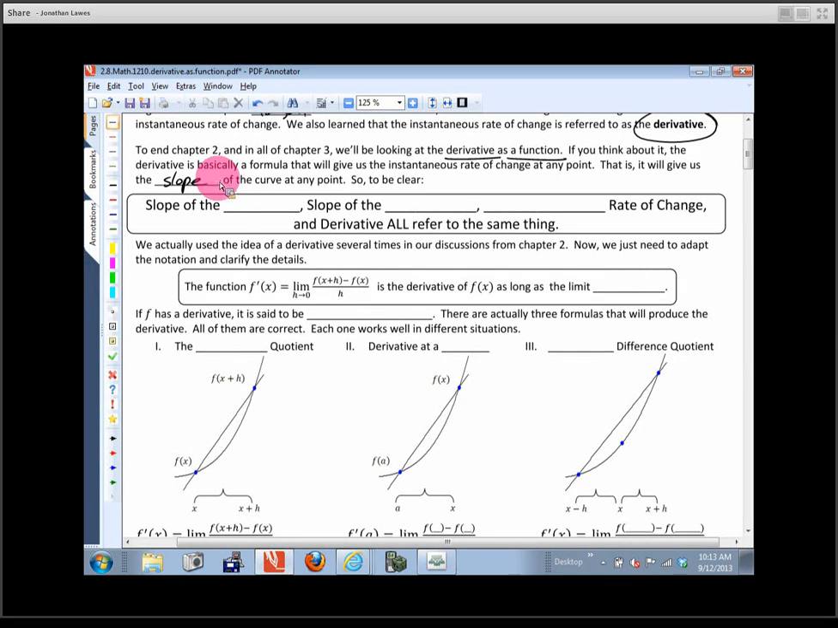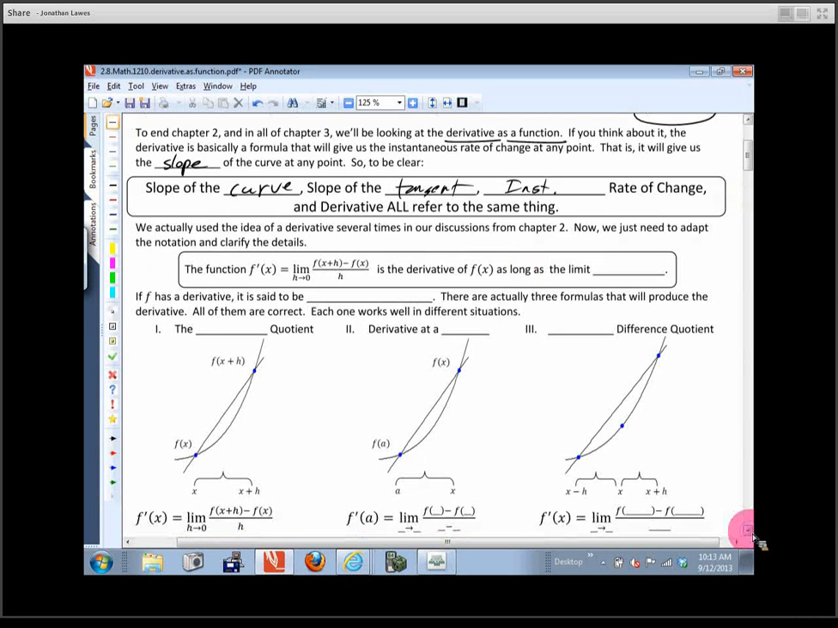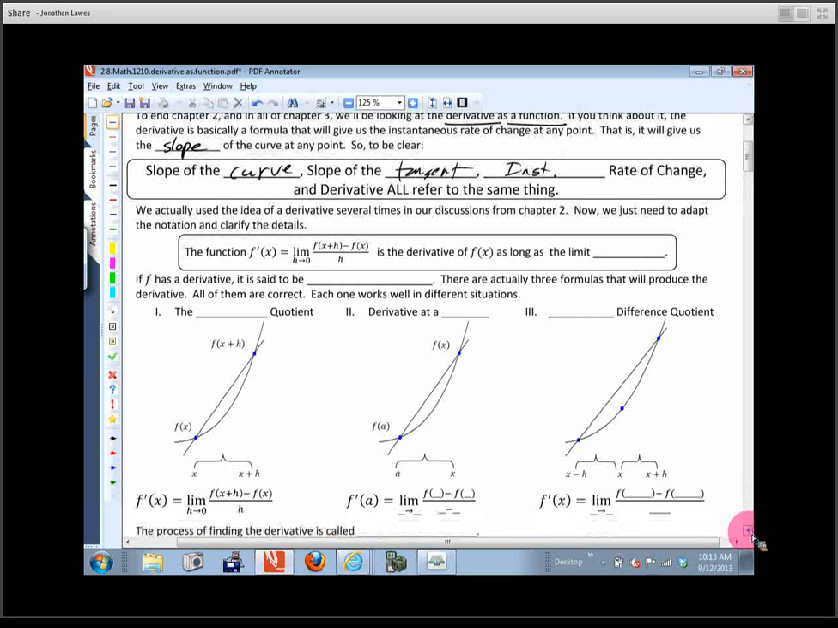So if somebody says slope of the curve, or they say slope of the tangent, or they say the instantaneous rate of change, we're all talking about the derivative, and those all mean the same thing, okay? It's just a question of whether we're thinking strictly graphically or thinking about it in terms of a function and that sort of thing.